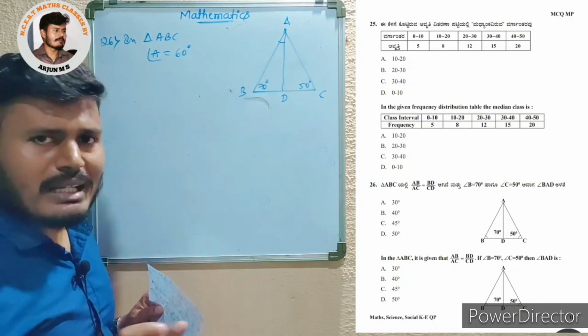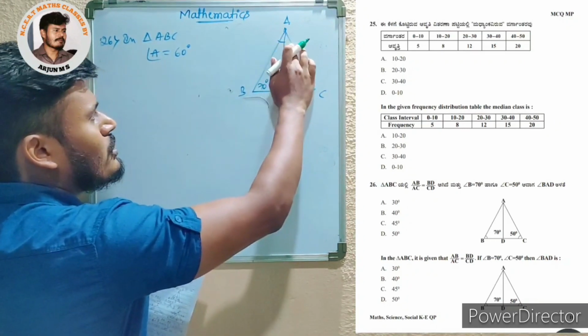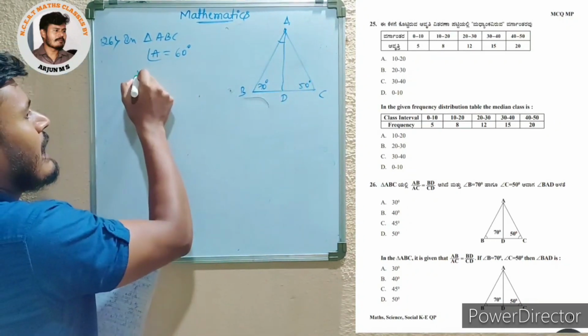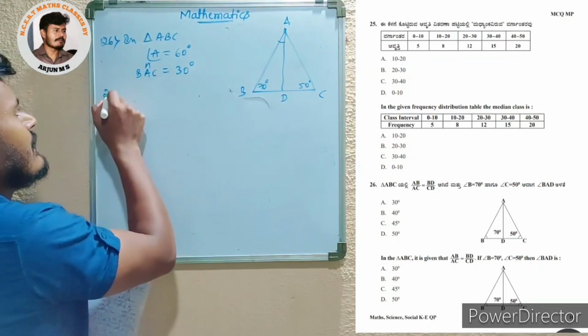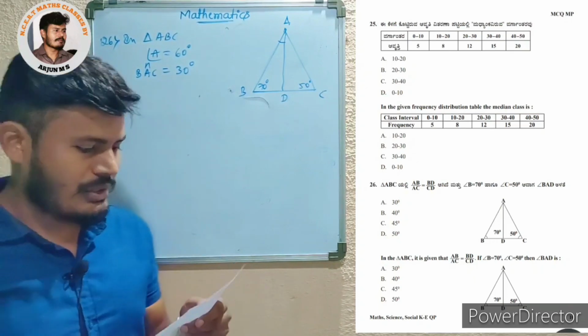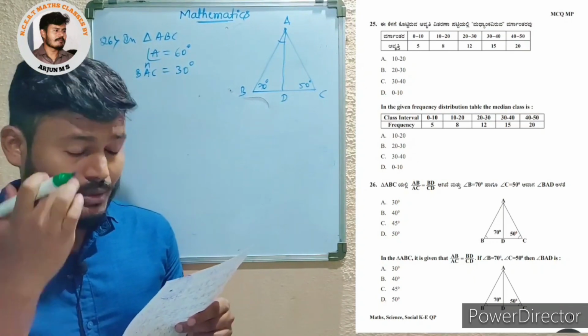These two triangles are similar. That's why these two angles should be equal. So angle BAD is equal to 30 degrees. So this is the answer for the 26th question. Then we are moving on to the 27th question.